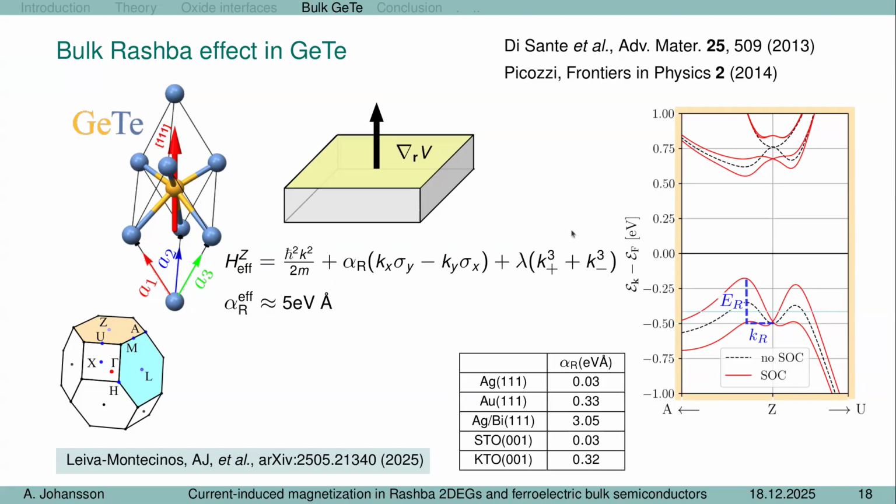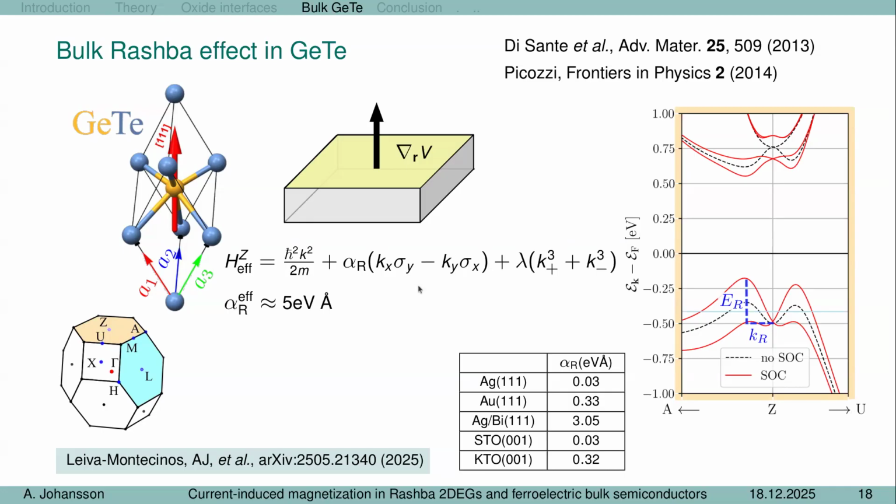This term arises because we don't have a perfectly rotationally symmetric system anymore. So it's a system with C3v symmetry. So we have only 3-fold rotational symmetry. And remember, in the Rashba system, it was isotropic. And this warping term also leads to the effect that the ZU direction is different from the ZA direction.